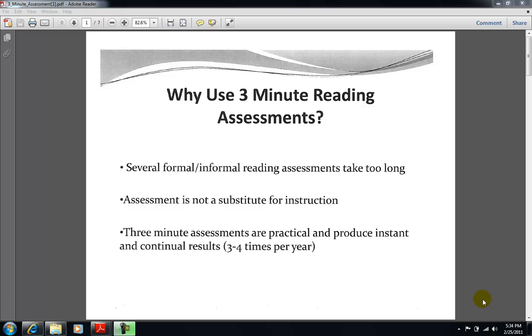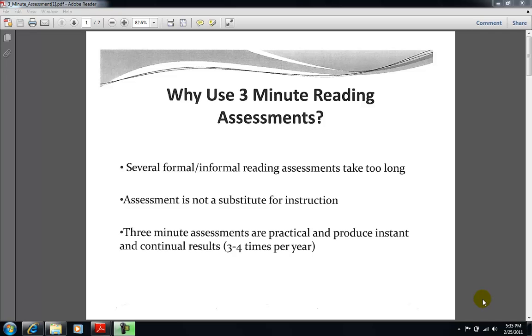So why use the 3-minute reading assessments? Well, the authors are strong proponents of the notion of using these quick 3-minute assessments as opposed to formal reading assessments and informal reading inventories, for the sheer reason that they take less time to give, but at the same time capture the same sort of information that particularly informal reading assessments give. Now, those of you that are familiar with giving informal reading assessments such as DRA or the qualitative reading inventory know how long they can take.